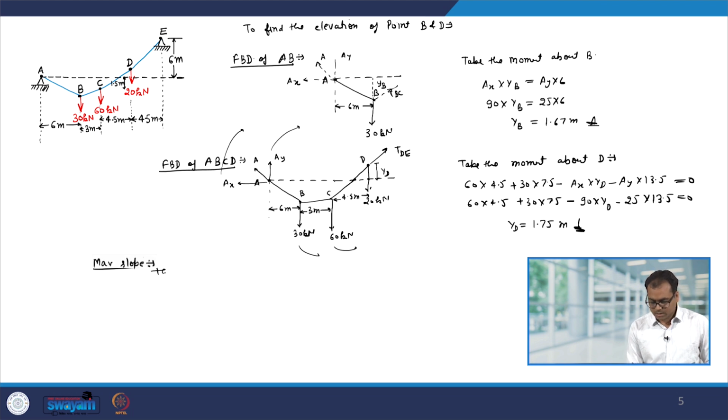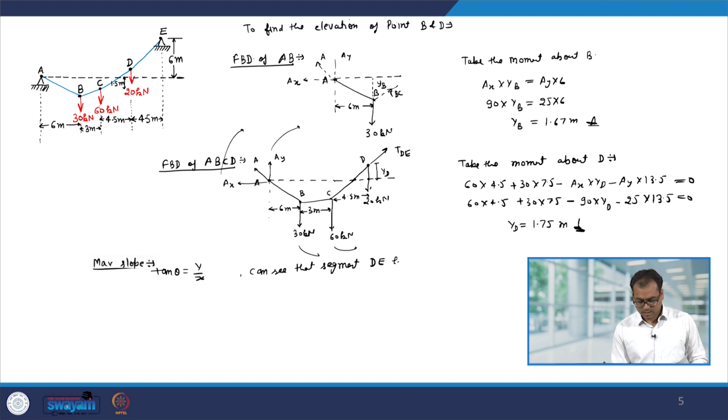So, slope is nothing but tan theta, which is y divided by x. Now, you know what is the elevation, you know what is its horizontal position. So, therefore, you can find out the slope of all the segments, and you can see that segment DE has the maximum slope. So, let us find out that slope.